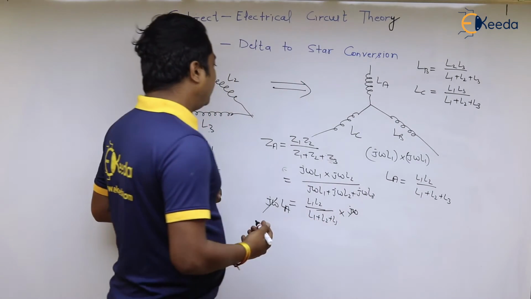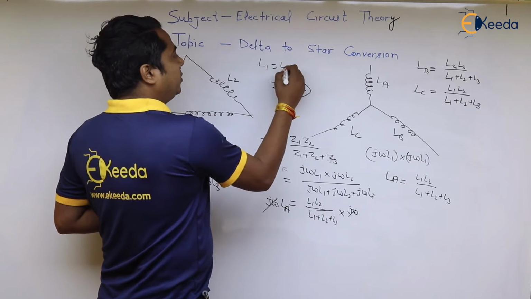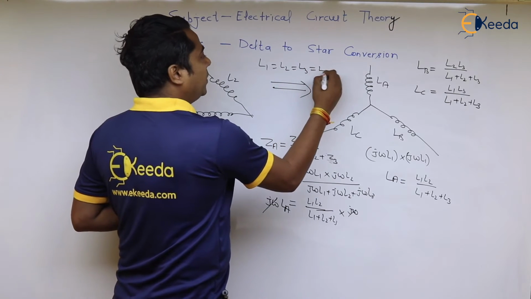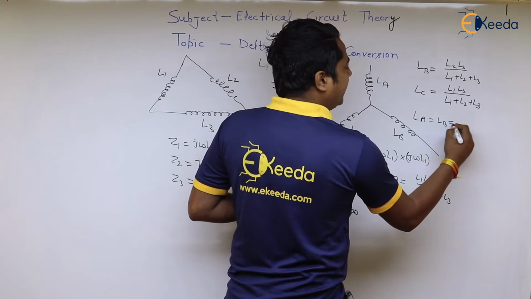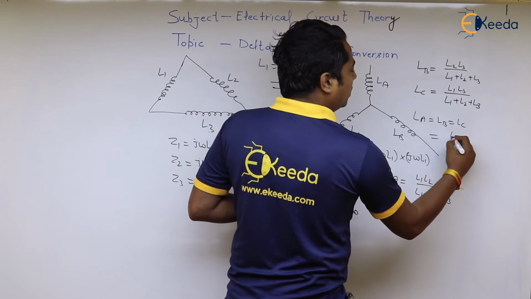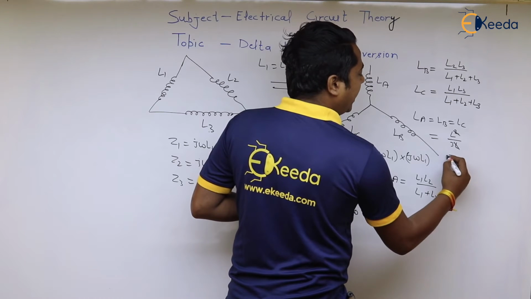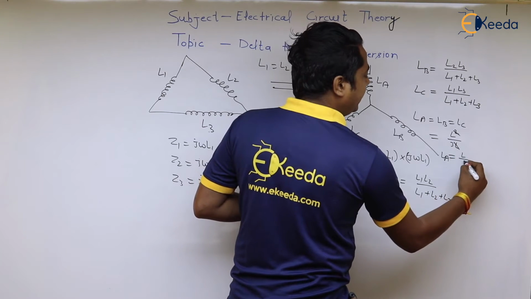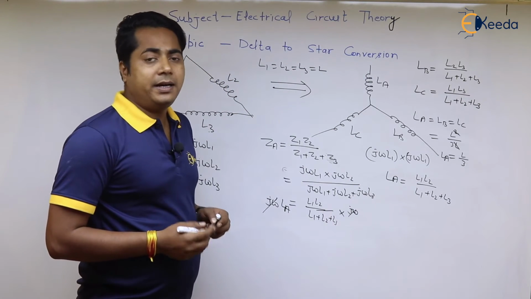If the value of the inductors is the same, it means L1 is equal to L2 is equal to L3 is equal to L. Then the value of LA is equal to LB is equal to LC is equal to L square upon 3L. L and L cancel out and LA comes to be L by 3. It means the value of inductance is decreased by 3 times.